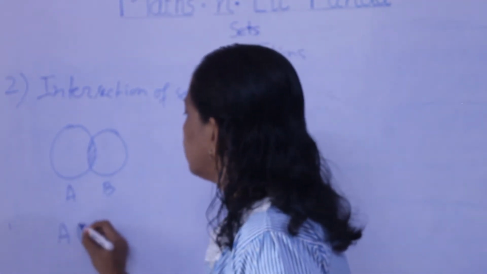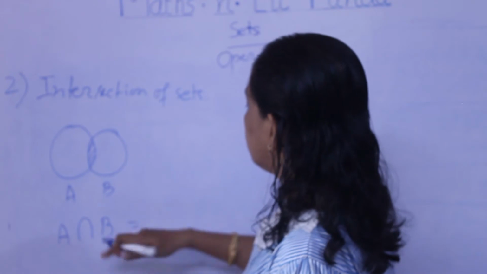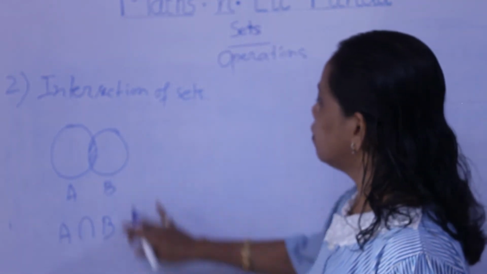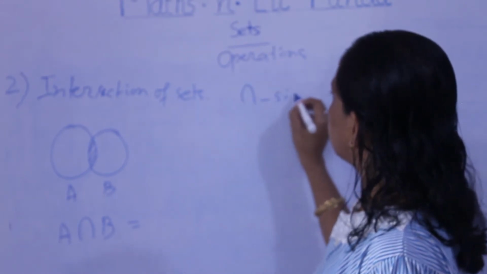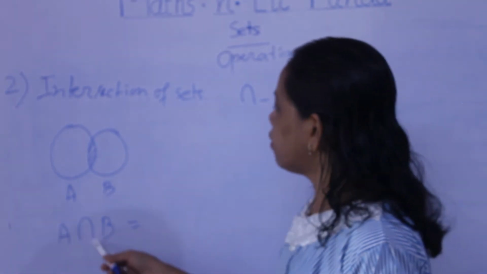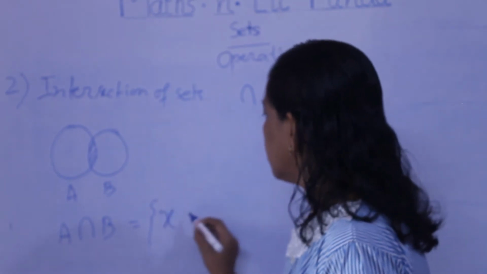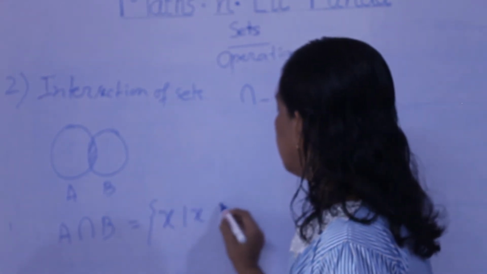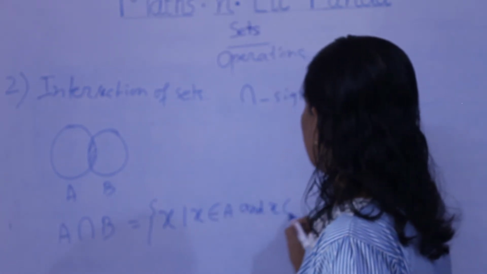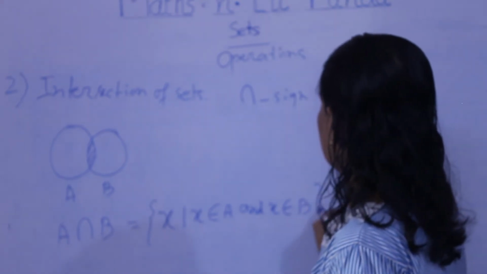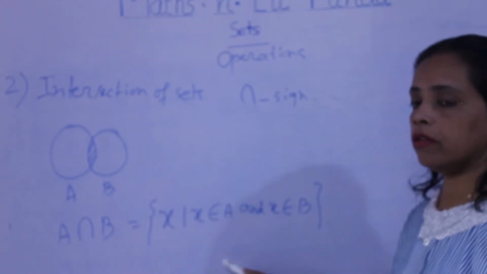So intersection of sets, the sign is the sign for intersection, reverse of union sign, that is reverse U. This is the sign for intersection. So A intersection B, in set notation we will write like this. Take a variable x such that x belongs to A and x belongs to B. This way we have to represent this intersection of sets.